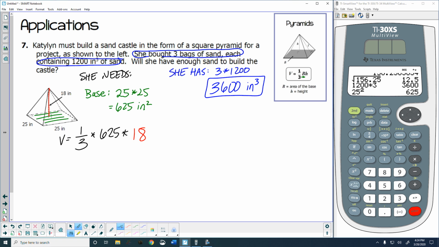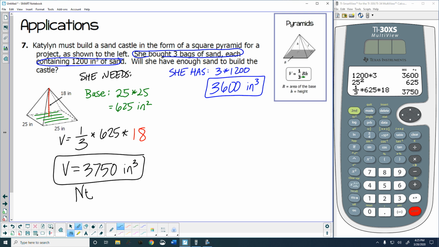So if we calculate that, 1/3 times 625 times 18, 1/3 base times height, that would be 3750. So, unfortunately, she has a little problem. She needs 3750 cubic inches, and she only has 3600, so she does not have enough.